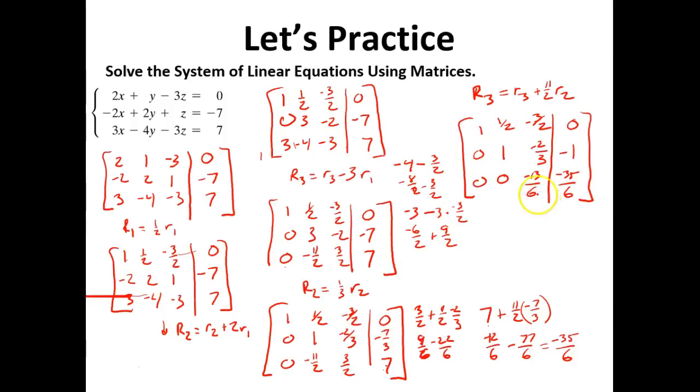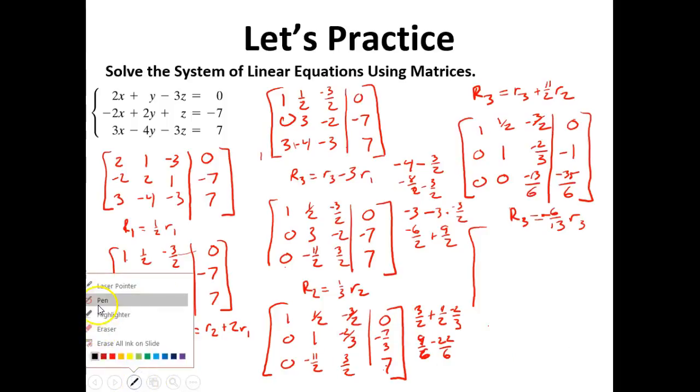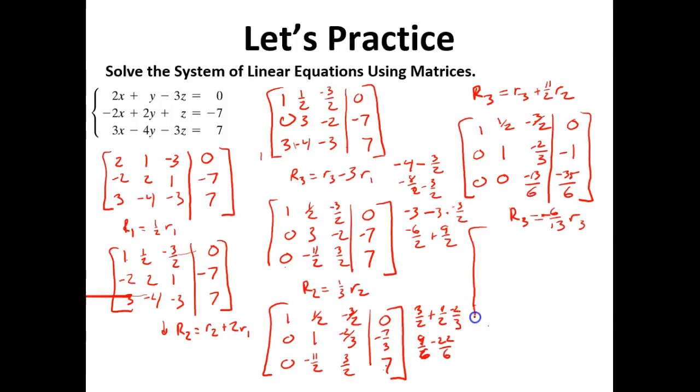Now this next thing, I'm going to want this to be a 1, so what I'm going to do is replace row 3 with -6/13ths row 3, because if I multiply this by the reciprocal, then I'll end up getting a 1 there. And what happens when I do that, and give myself a little bit more space here, nothing's changing with row 1, that's staying the same.